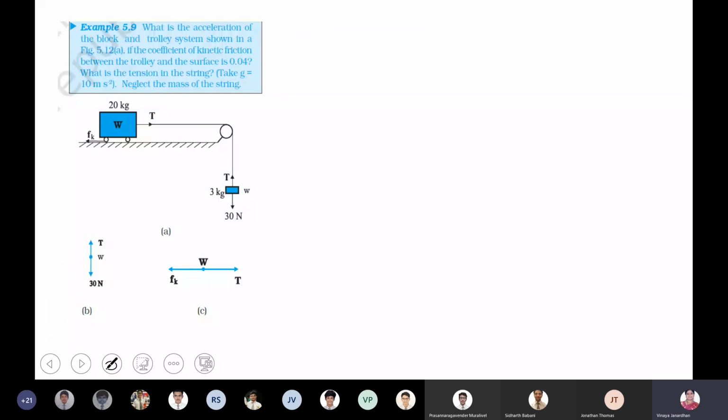Now look at this. You have a trolley, which is attached to a string. The string moves over the pulley and it is attached to a weight of 30 Newton, right? What is the acceleration of the block? See, the block will move down. The trolley will also move. When the block moves downwards, your trolley will move forward. So this is connected motion. In connected motion, both the bodies will have the same acceleration and the tension in the string will be the same.